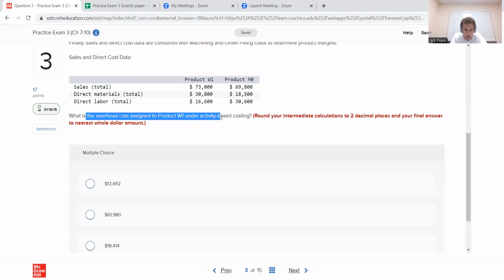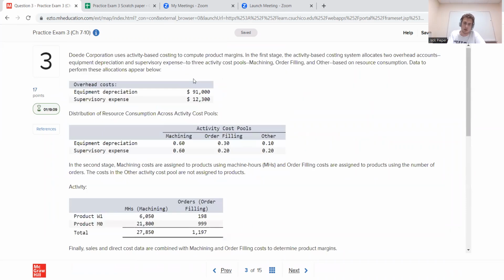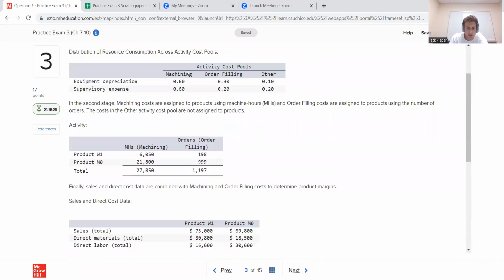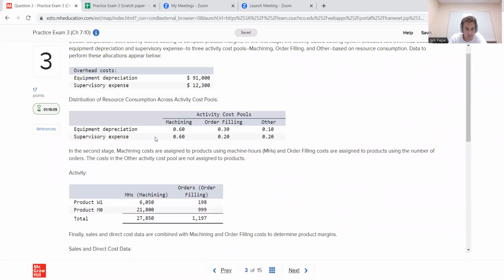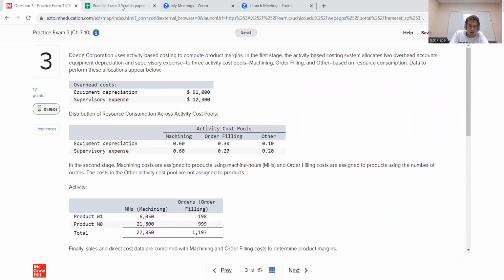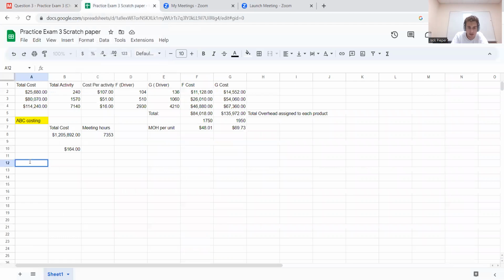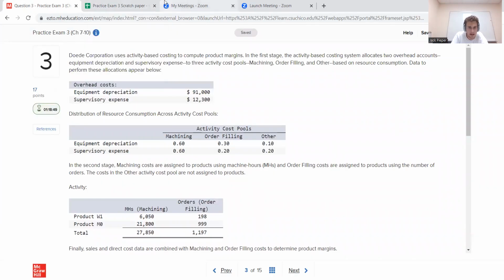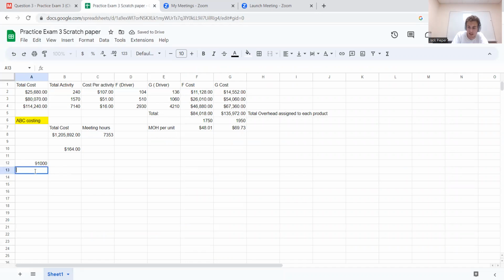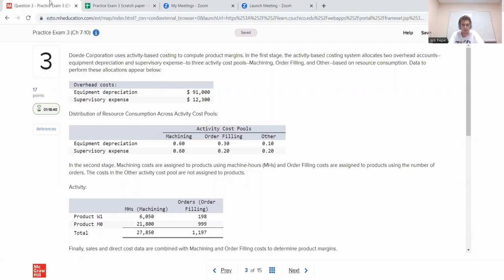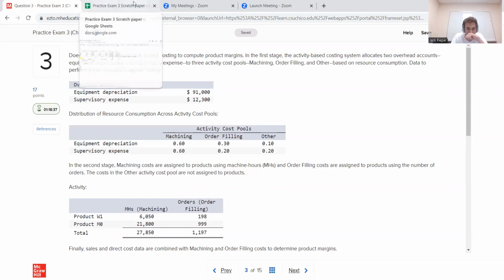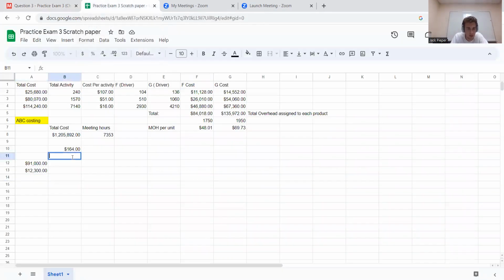What is the overhead cost assigned to product W1 under activity-based costing? Okay, so what we're going to do is take the 91,000 for equipment and 12,300 for the supervisory expense. We'll put those in dollars, and then we can multiply that by our cost pools.